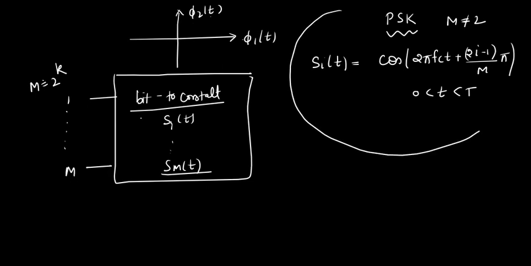Why m is not equal to 2? If m is equal to 2, then it becomes one dimensional. When m is equal to 2, there are only 2 points, so there is no concept of phase. So when you try to find out the basis, it will come only one. So it's a 2-dimensional constellation for m greater than 2. For m equal to 2, it's a 1-dimensional constellation. So once we have this constellation, this phi 1t, phi 2t, what did we do?